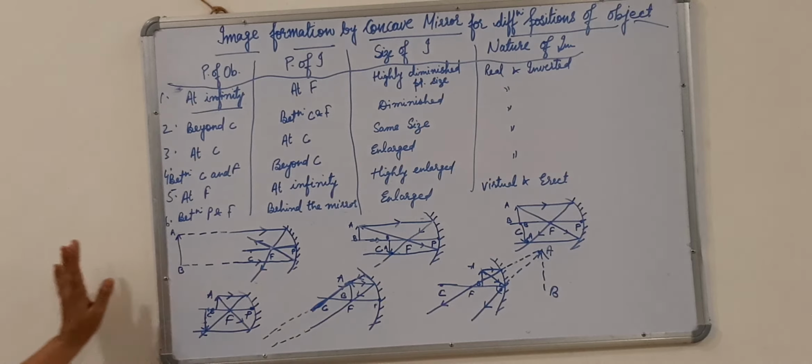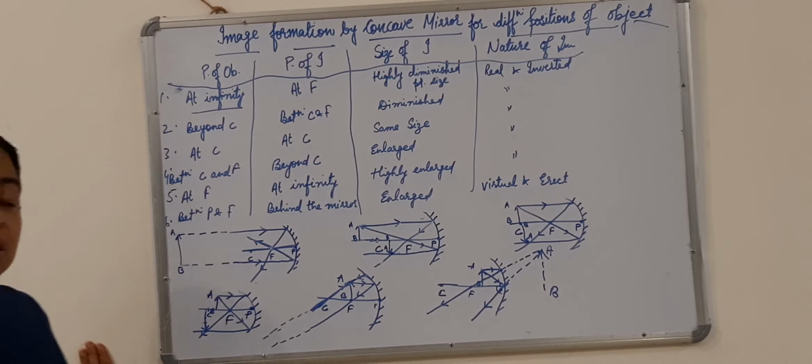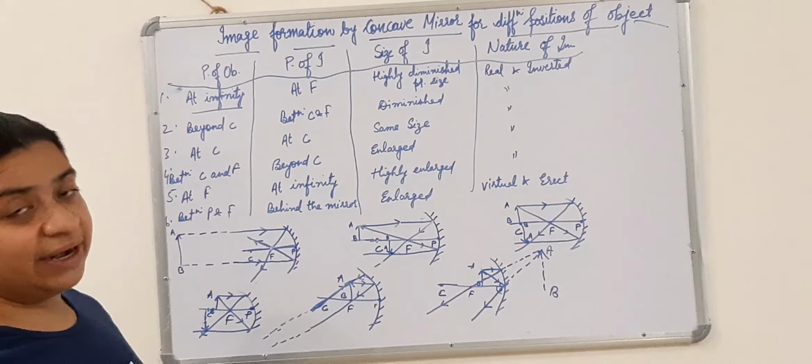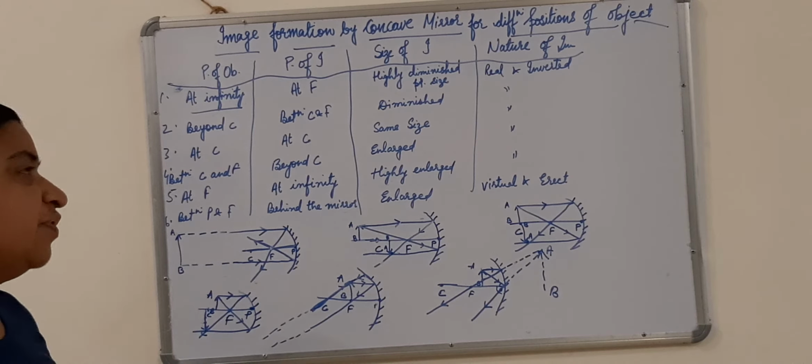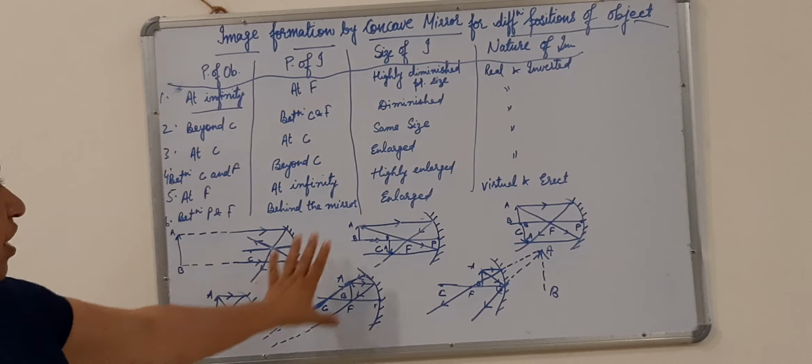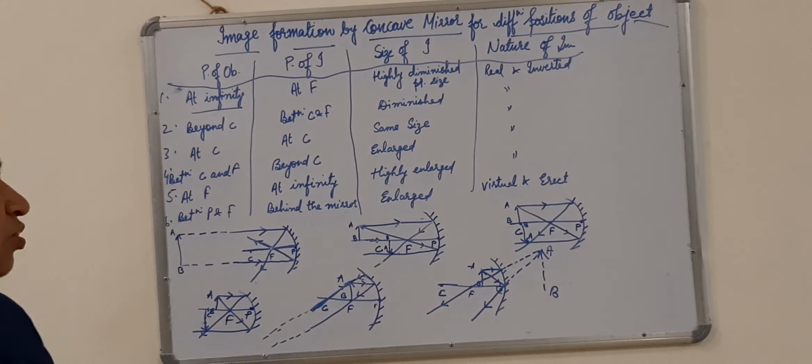So this is, children, how we draw the ray diagrams in case of a concave mirror for the different positions of the object. Next time I will give you different questions related to these positions. Okay, so I think for today this is enough.